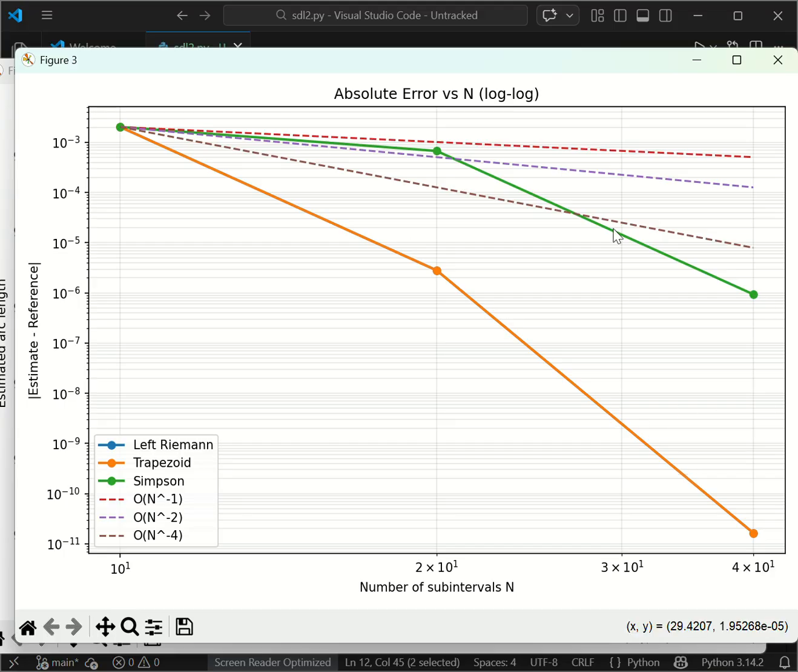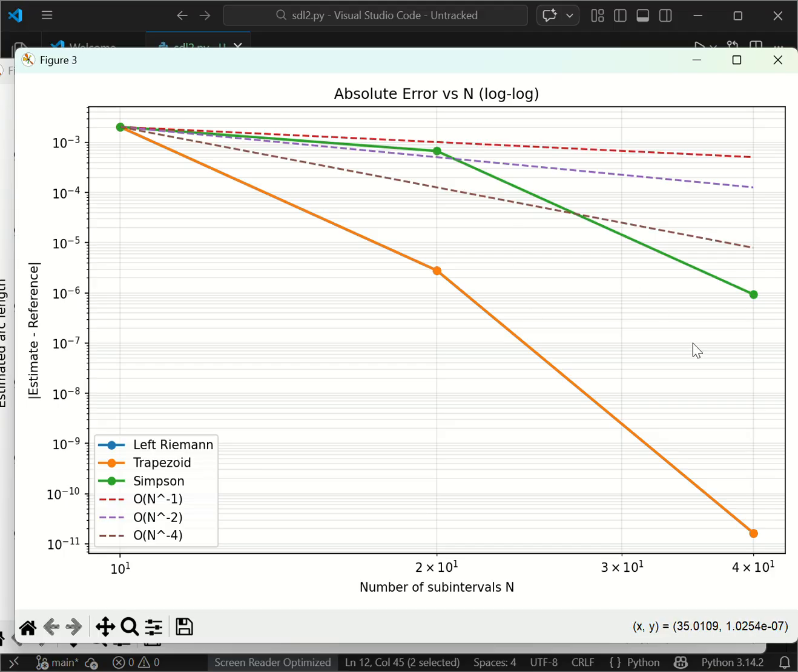So the left Riemann's error decreases slowly. Sadly, I wasn't able to pull it up. The trapezoid method decreases faster, and Simpson's decreases dramatically faster. In fact, when we double n, left Riemann roughly cuts error in half, which is a huge improvement.